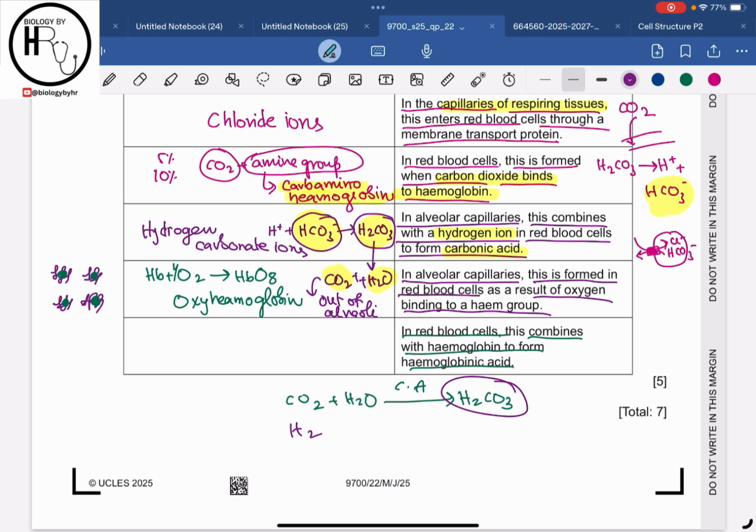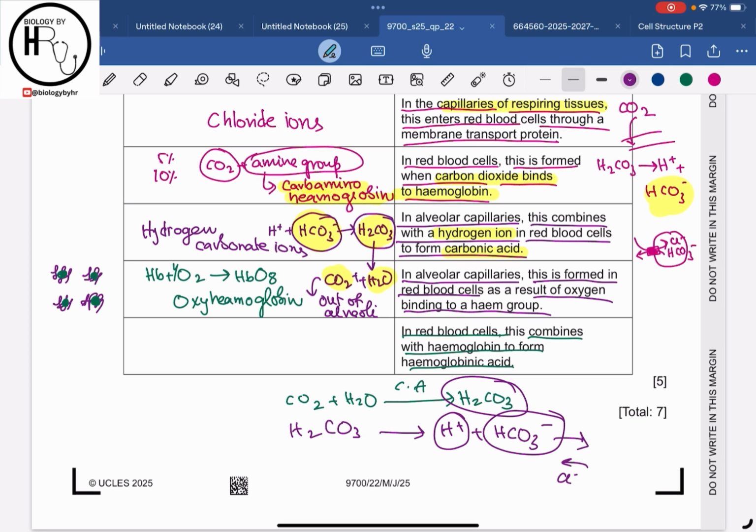So what will the body do? It will dissociate this into H plus and HCO3 minus, which are the bicarbonate ions and the hydrogen ions. Now the bicarbonate ions, if they build up in the cell, are going to move out into the blood from the red blood cells, right? And the chloride ions are going to move in while these move out, to maintain the electrical neutrality. Now what will this H positive do?